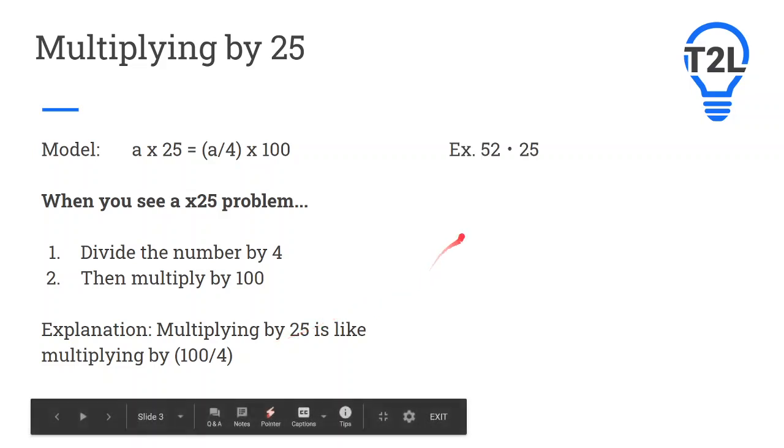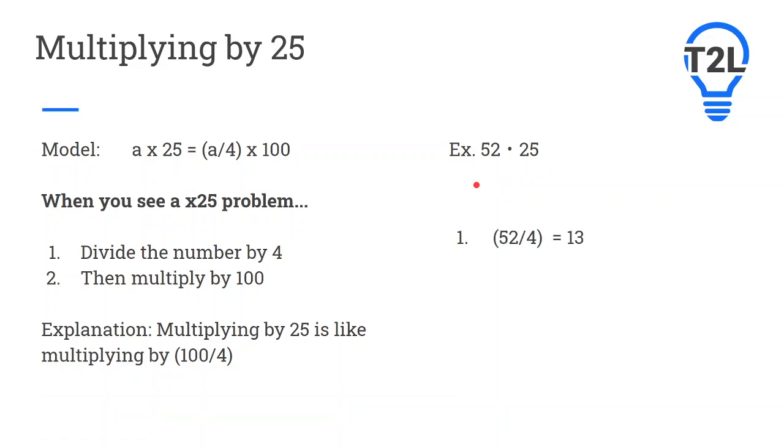For example, if you have 52 times 25, all you would need to do is divide 52 by 4 and you get 13, and then multiply that by 100 and you get 1300. And that's really it. It's as simple as that.